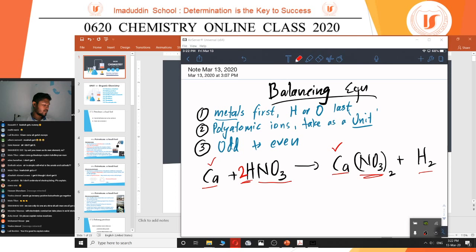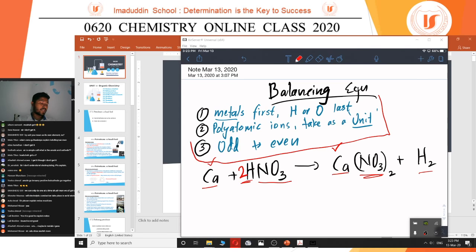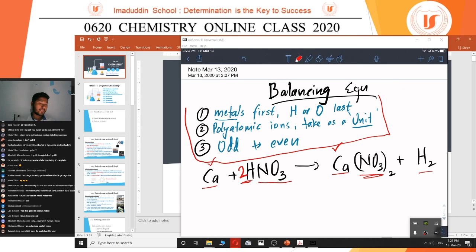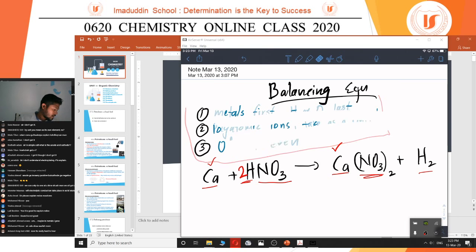So this is one way. Always remember these 3 key points when you balance. Always metal first, polyatomic ion take as a unit, and make sure you make any odd number even. Alright, hope that answers the question. Any other question?